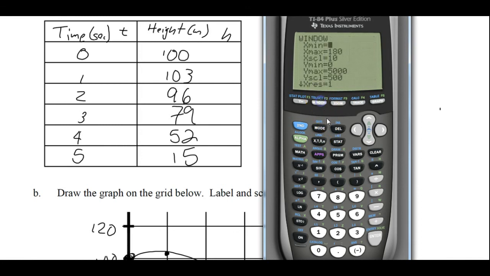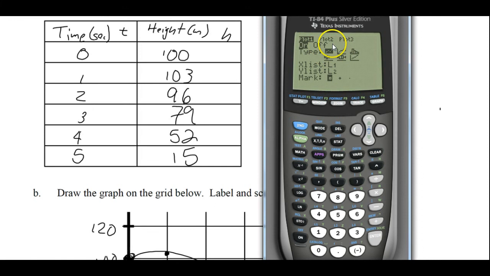We're going to go to window, and we're going to say my time goes from 0 to 6 by 1 second increments. My minimum height is 0, because that's when it hits the ground. My maximum height is 120, and I'm going by 20s. So that's the window. How do we make the dots show? We go second function y equals. This takes us into a menu called stat plot. We're going to do plot 1, and we're going to turn the plot on. Just means hit enter so that it's on.